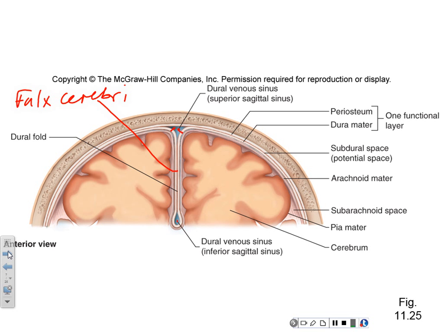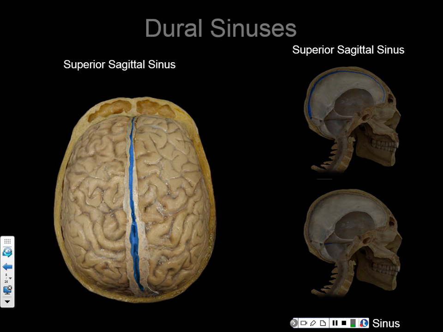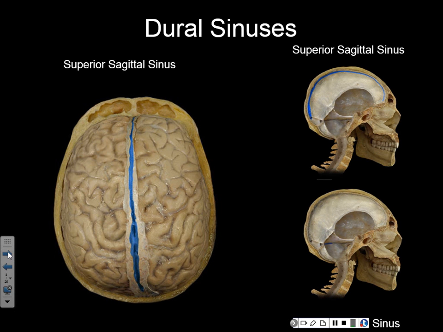So yeah, definitely know those dural folds, those special dural folds. Okay? So there's the superior sagittal sinus, and there's the dural venous sinus on the top, and it runs along the sagittal plane. That's why it's called the superior sagittal sinus. Right? And this is where the falx cerebri runs, the dural fold.